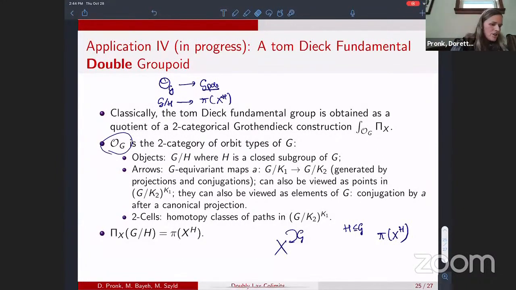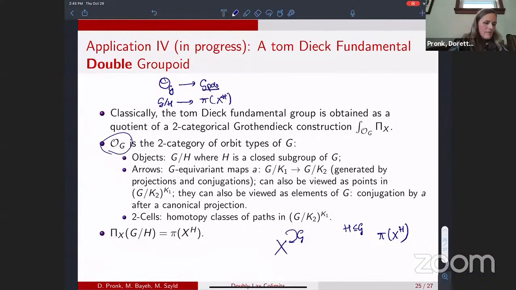And so these are the shapes of the orbits, and the arrows between them should then be equivariant maps of the form G mod K1 to G mod K2. And they are actually generated by projections. Like if K2 contains K1, I can just project down. But I could also, of course, always conjugate by an element in G. And so basically all arrows in OG are obtained by these projections and the conjugations.